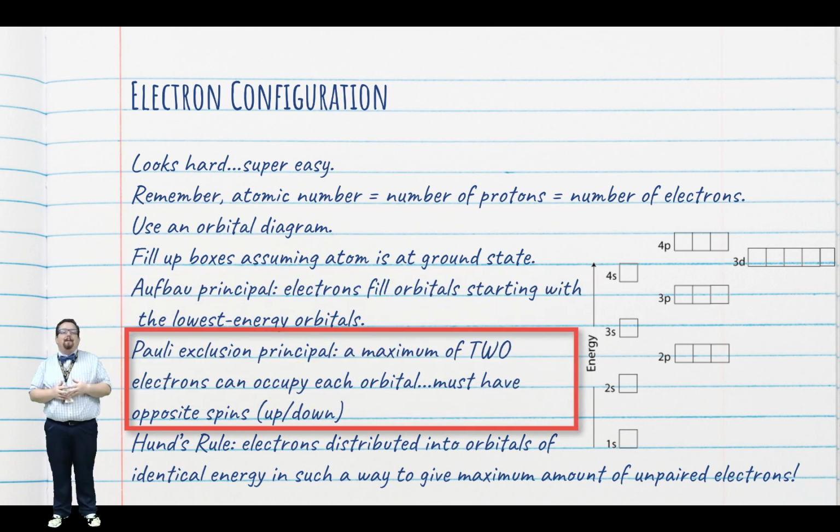Pauli's exclusion principle says that if we have more than one electron in a box, they must be spinning in opposite directions. In other words, we can't have two ups or two downs in one orbital. We have to have one up and one down.